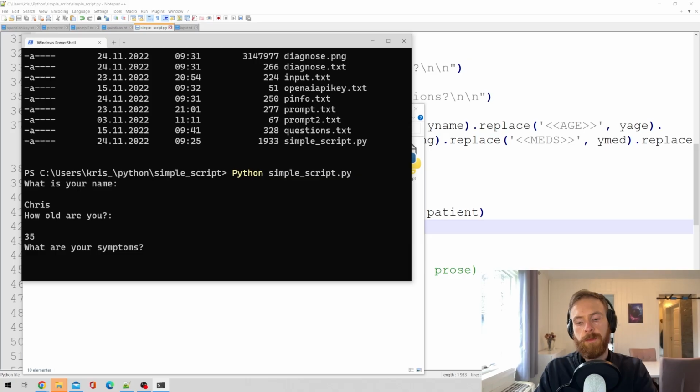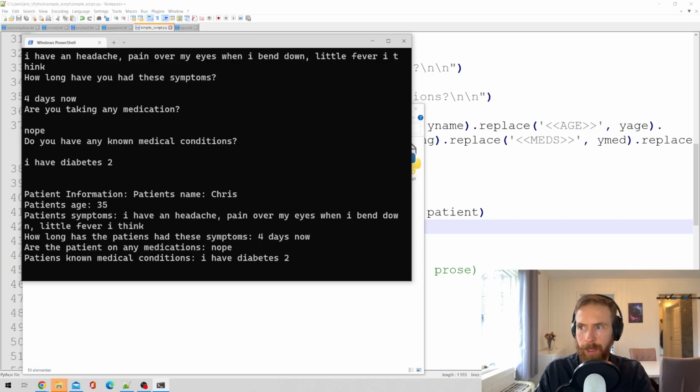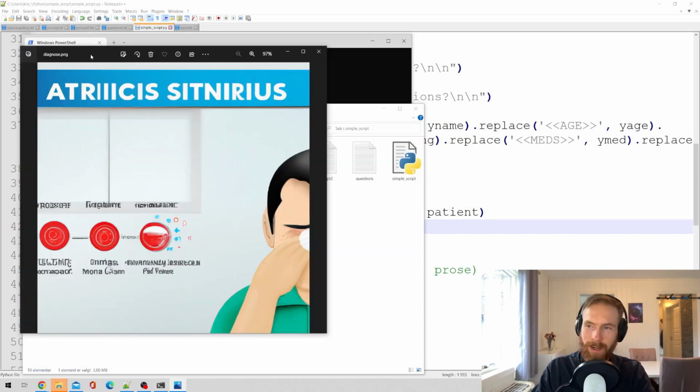Today, I wanted to take a look at how generative AI could influence medical work in the future. So I built a script that takes some of your personal information and your symptoms, and it tries to give you a diagnosis back. So anyways, let's just have a look at how this works.